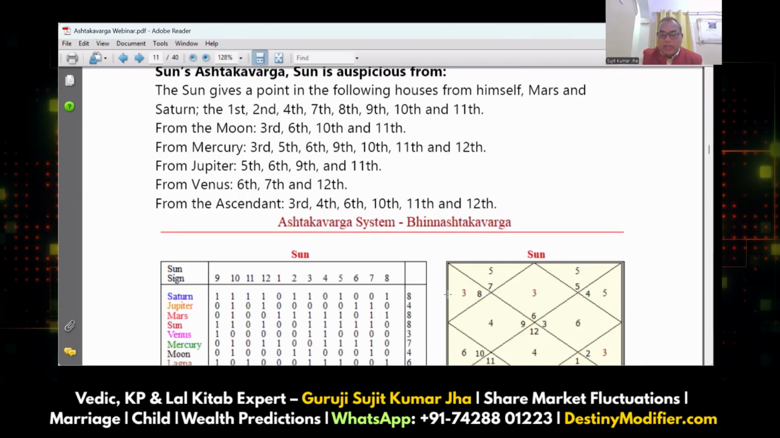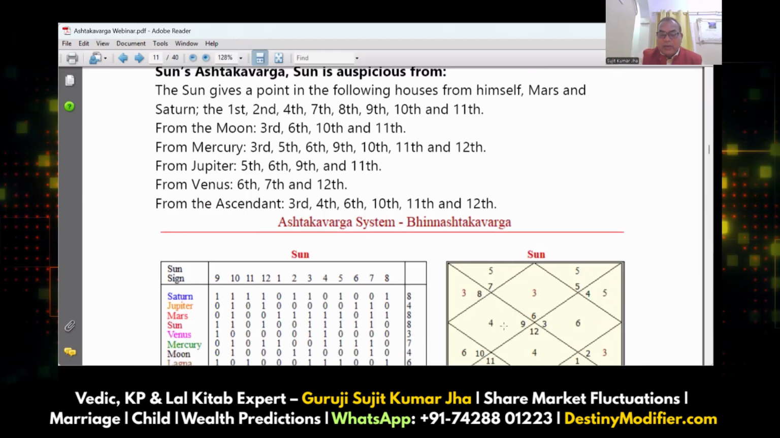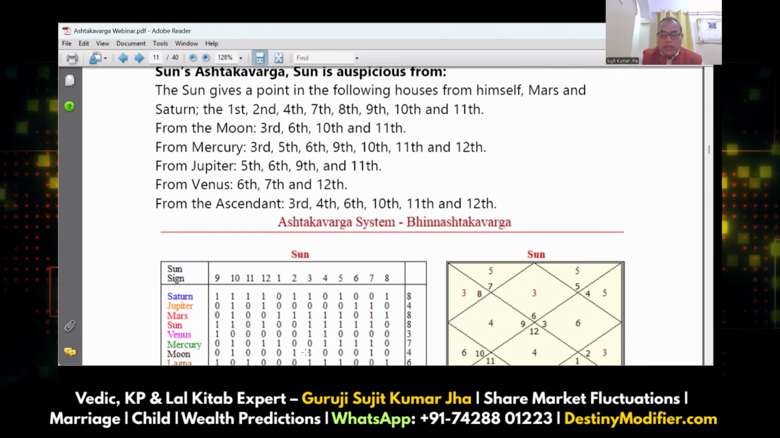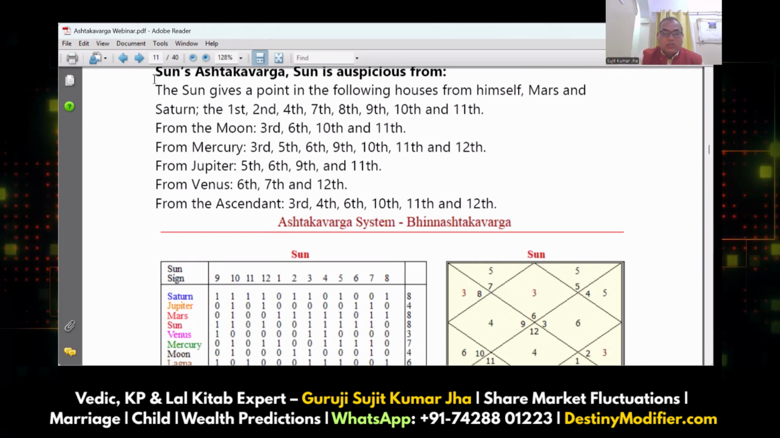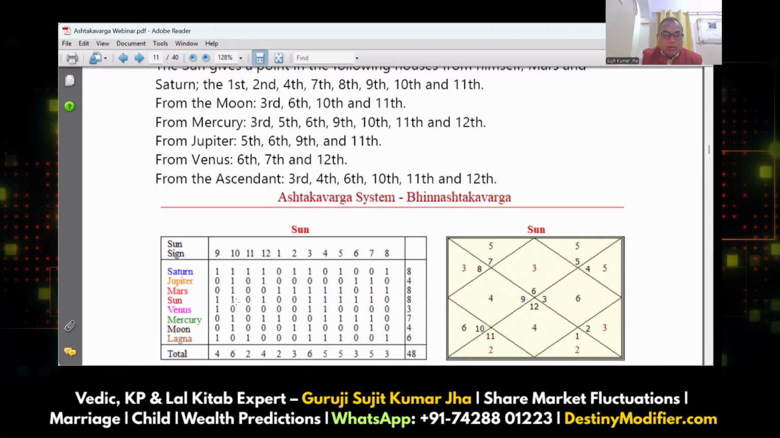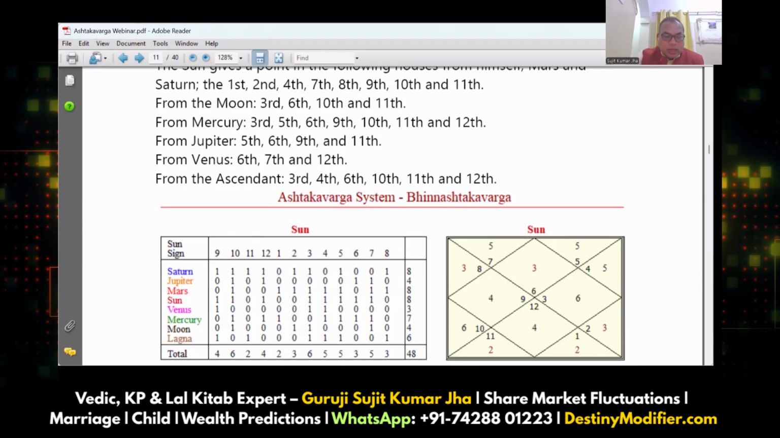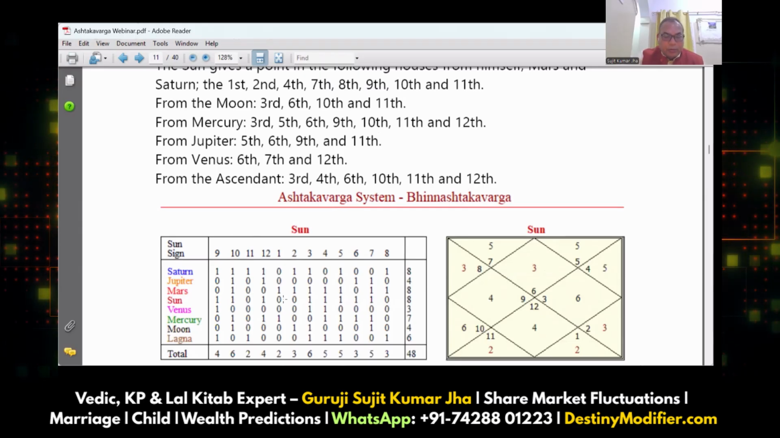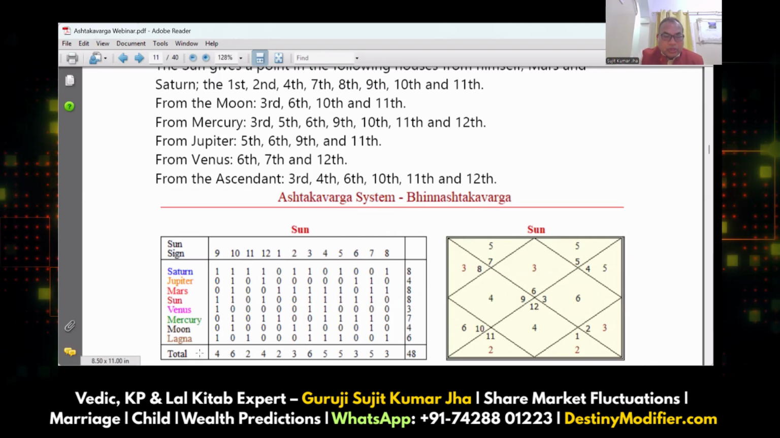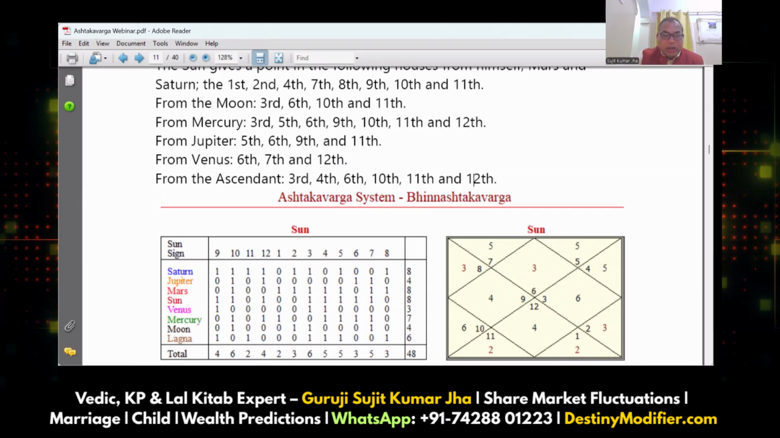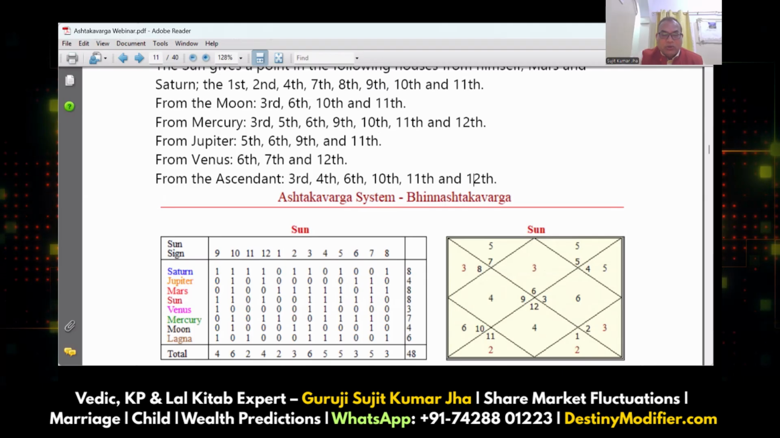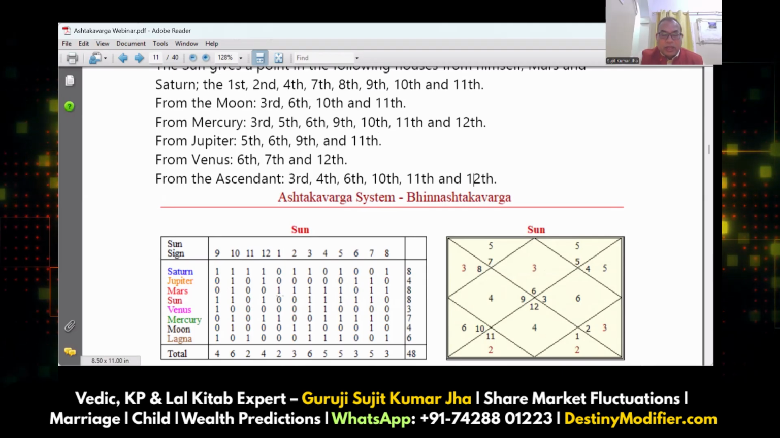We know that Sun is placed in Sagittarius sign. So if we start from Sagittarius sign, first house, Sun is giving point. So see here, left side, where is Sun? So Sun, Sagittarius sign, given point. Sun is giving point in second house. So second house, it is there.